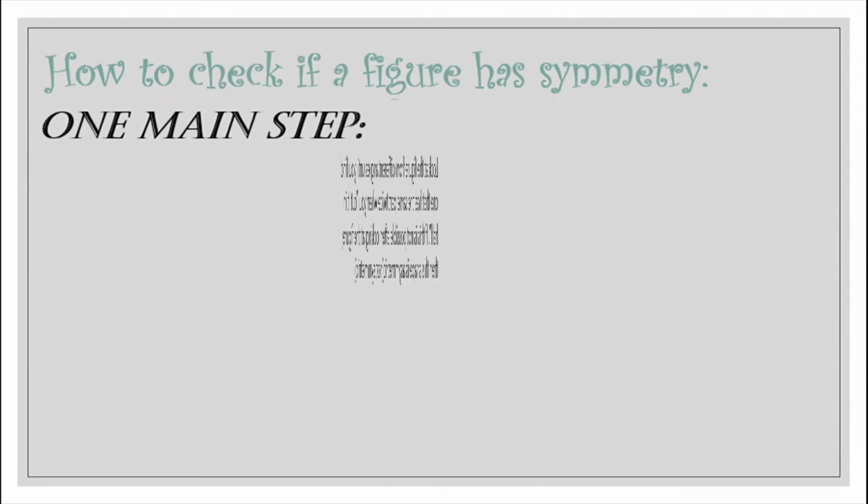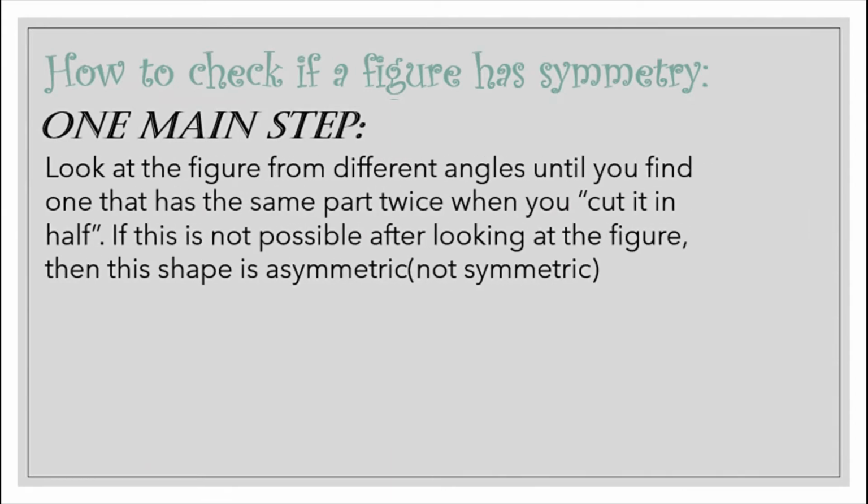So there is one main step. It's a long one, and it's to look at the figure from different angles until you find one that has the same part twice. And this is the phrase I was saying that I would hold off from later. When you cut it in half, that's basically what it means. You just need to check if you can cut it in half or draw a line through the shape to make it so that it shows two equal parts. If this is not possible after looking at the figure, then this shape is asymmetric, which just means not symmetric.